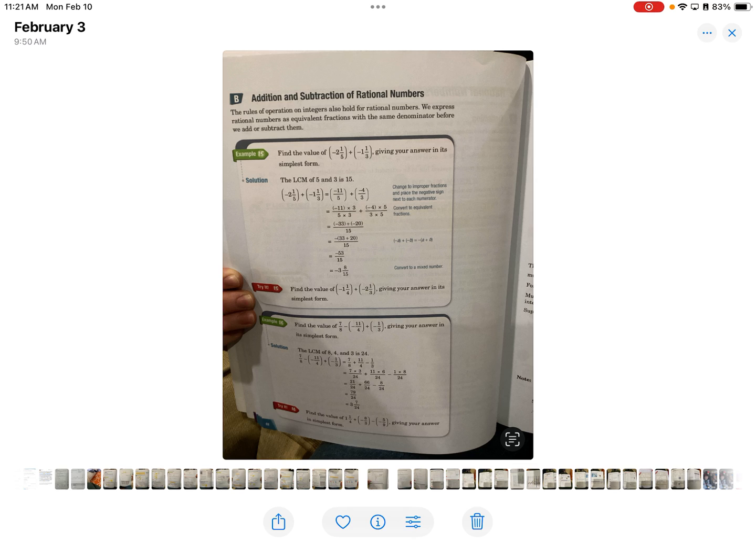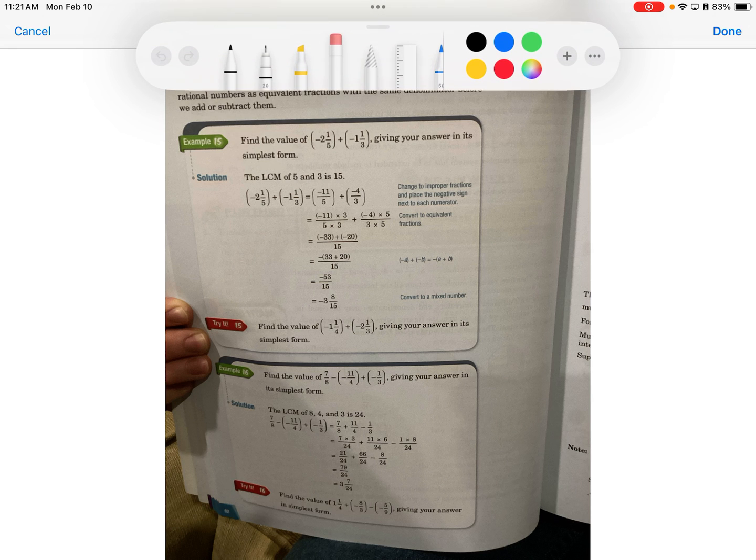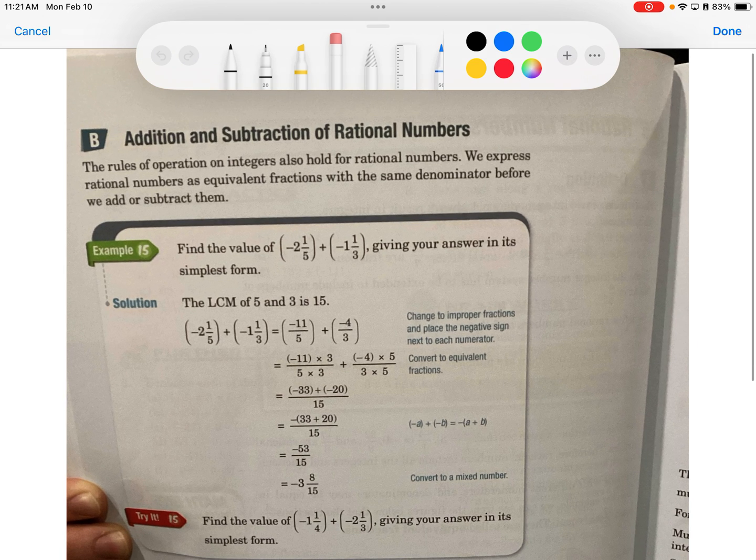All right, so we're going to look at addition and subtraction of rational numbers. So basically, this is just saying, what are we doing with negative or positive fractions? And how do we manipulate those numbers? The rules of operation on integers also hold for rational numbers. We express rational numbers as equivalent fractions with the same denominator before we add or subtract them.